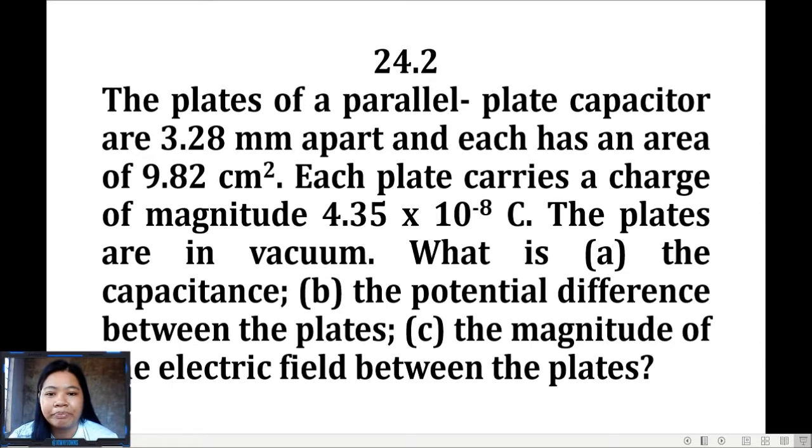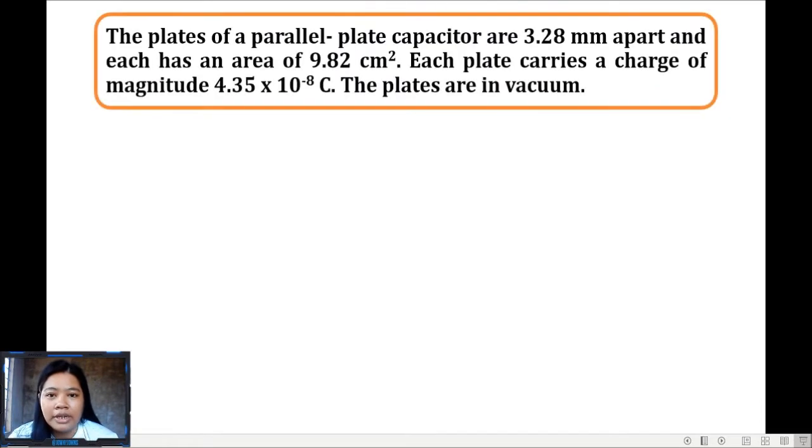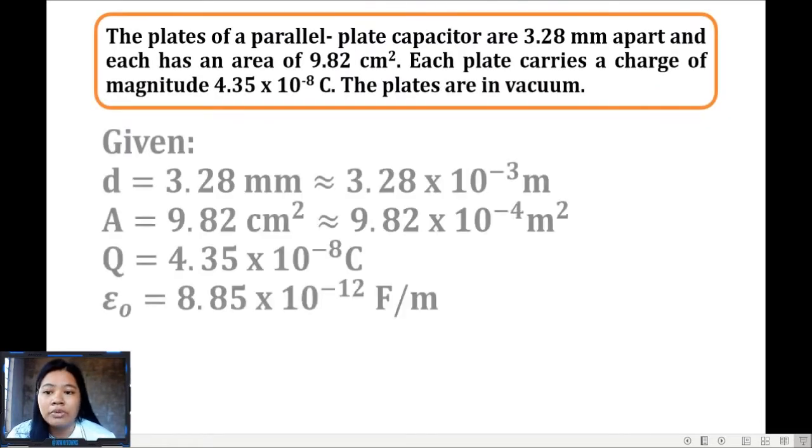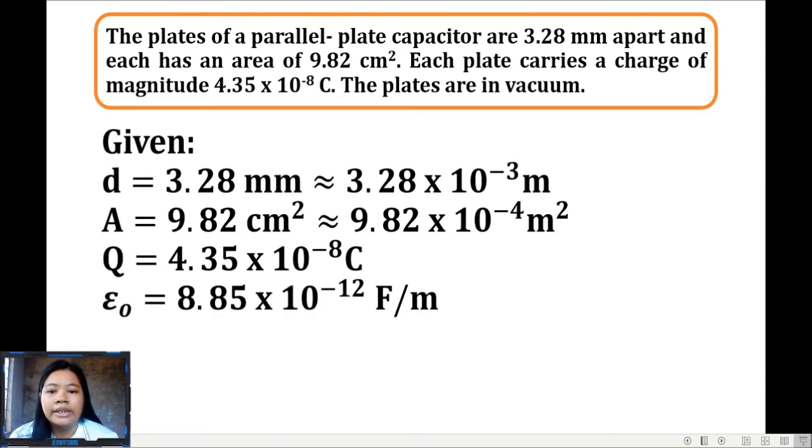between the plates. So it's important for us to identify our given values, which are D, or the distance between the plates, 3.28 times 10 raised to negative 3 meters, area 9.82 times 10 raised to negative 4 square meters, and charge, which is 4.35 times 10 raised to negative 8 coulomb. Now we also have our constant epsilon naught, or permittivity, which is 8.85 times 10 raised to negative 12 farad over meters.